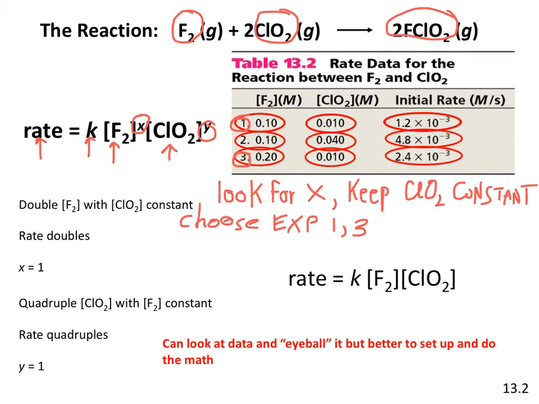So we choose experiments 1 and 3, and we will set up an expression there to determine how X, or how the fluorine changes the rate when ClO2 is constant.